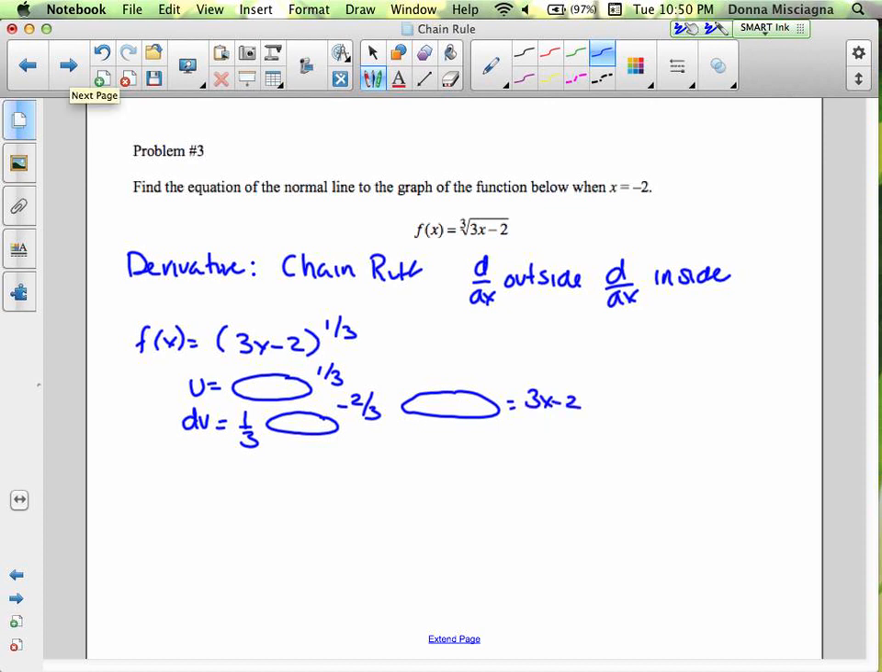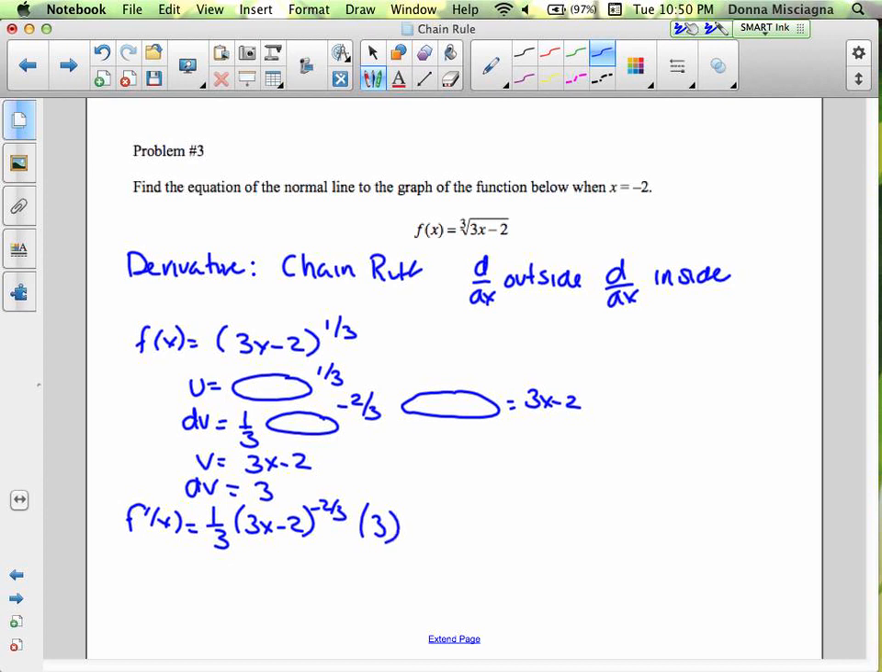Right, and then we need the derivative of the inside. So the inside part is the 3x minus 2, and that derivative, boy, my u and my v don't look too different, is just 3. All right, so our derivative, f prime of x, is going to be the derivative of the outside, so 1/3 times 3x minus 2 to the -2/3, all times 3.